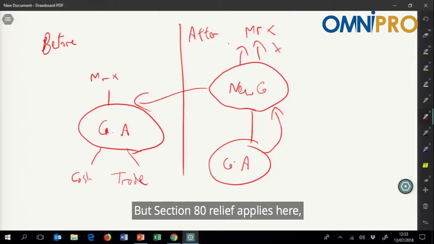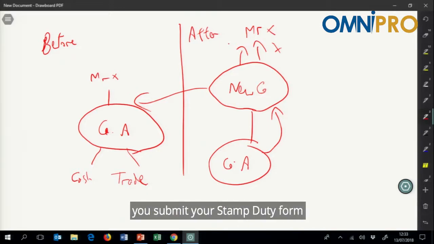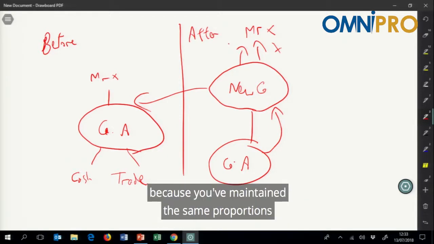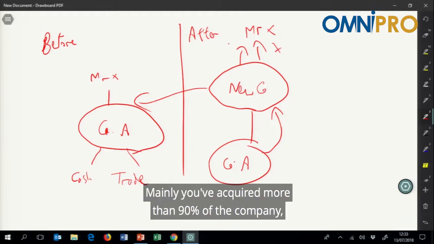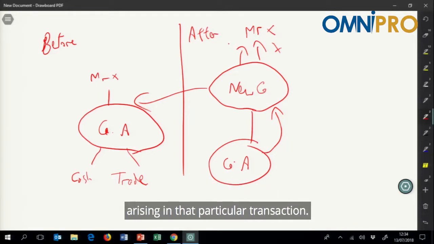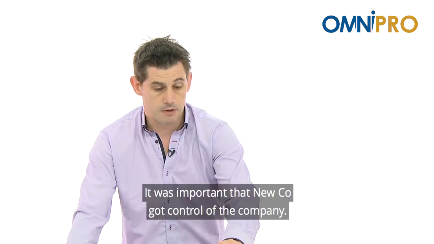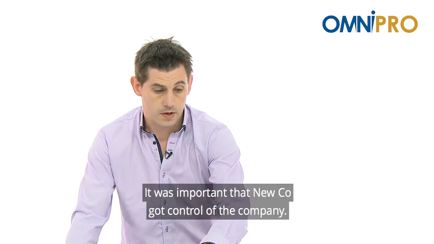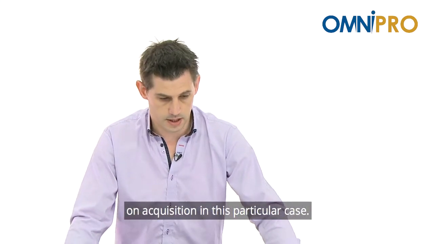But Section 80 relief applies here, whereby once you claim the relief, you submit your stamp duty form and claim the Section 80 relief. Because you've maintained the same proportions, there hasn't been any cash element, and you've acquired more than 90% of the company, there is no stamp duty arising on this transaction. Going back to the CGT treatment for Mr. X, it was important that NewCo got control of the company, which it did. It got 100% of the shares of Company A on acquisition.